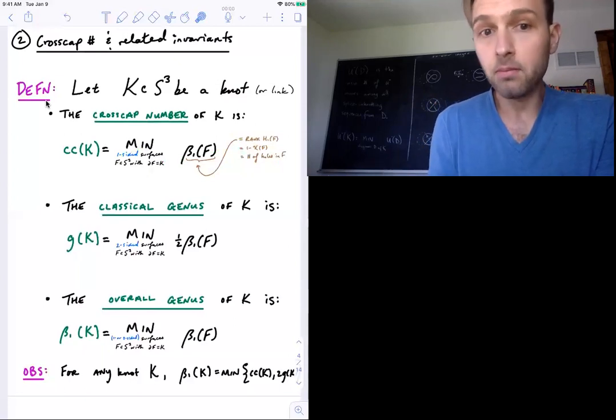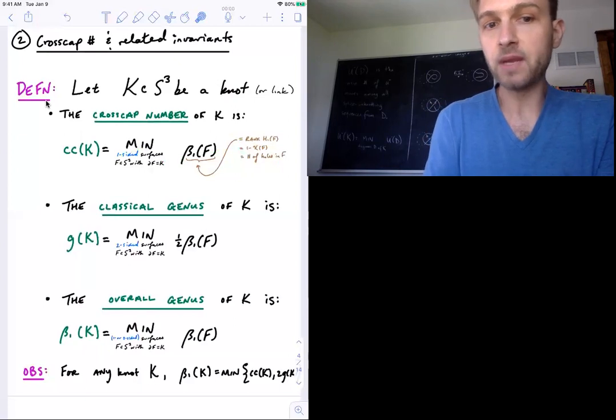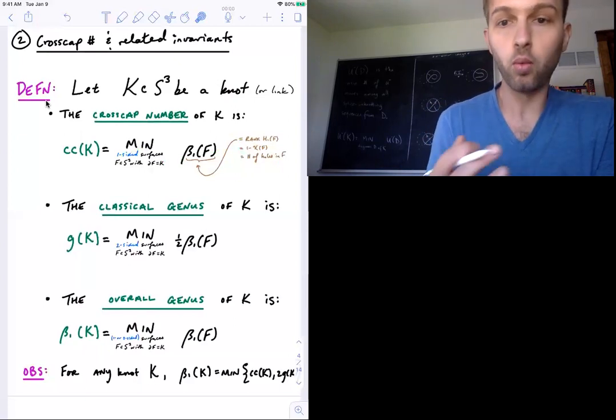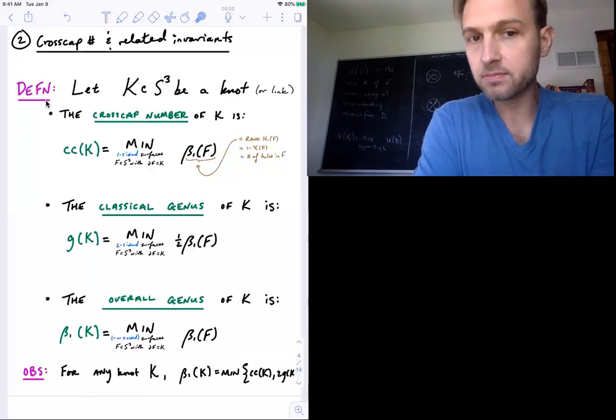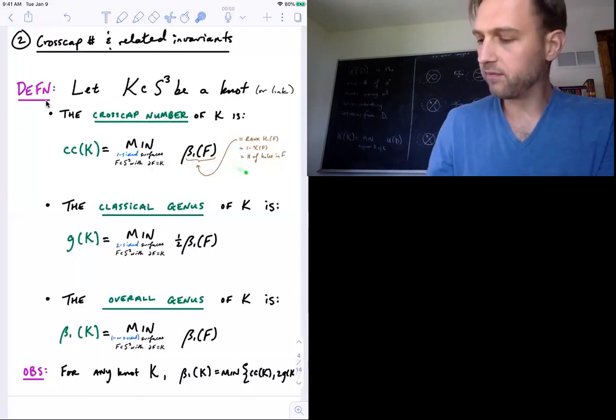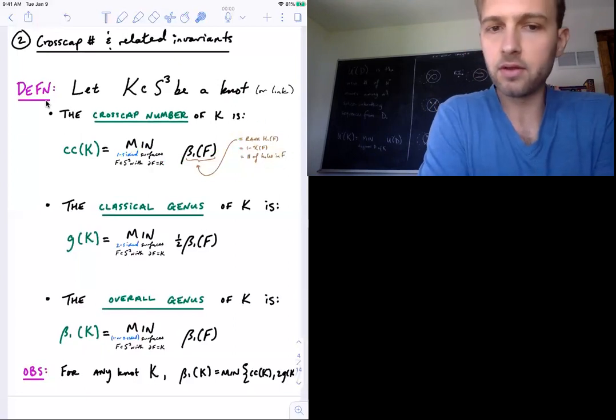So, for example, a Mobius band has first Betti number 1 because if you cut it once along an arc, you get a disk. And you can verify that that's consistent with the other descriptions.